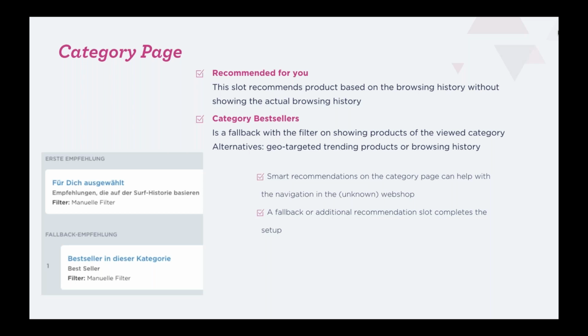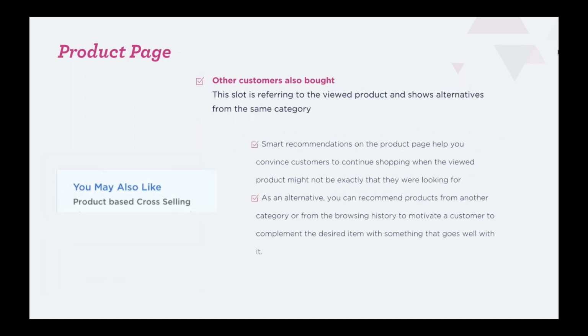If as a next step, the customer is interested in a certain product and lands on the product page, the best results until now was the simple product-based cross-selling algorithm. So it pretty much shows alternatives from the same category to the product that is being viewed at the moment.